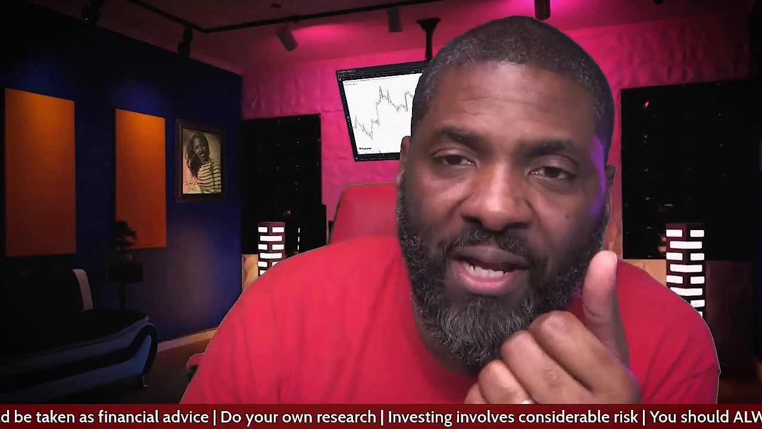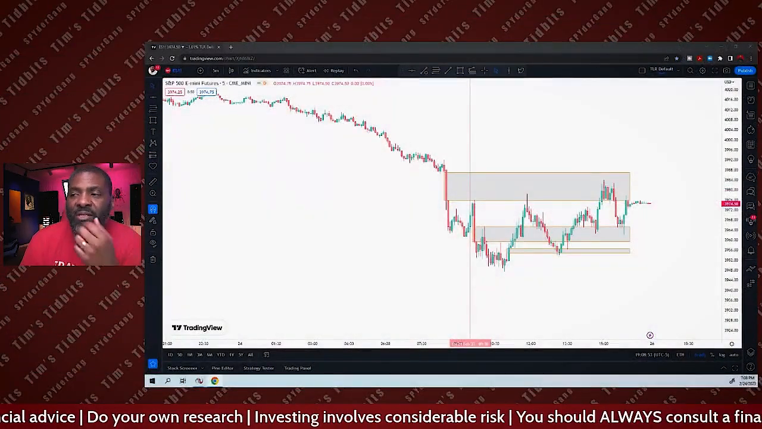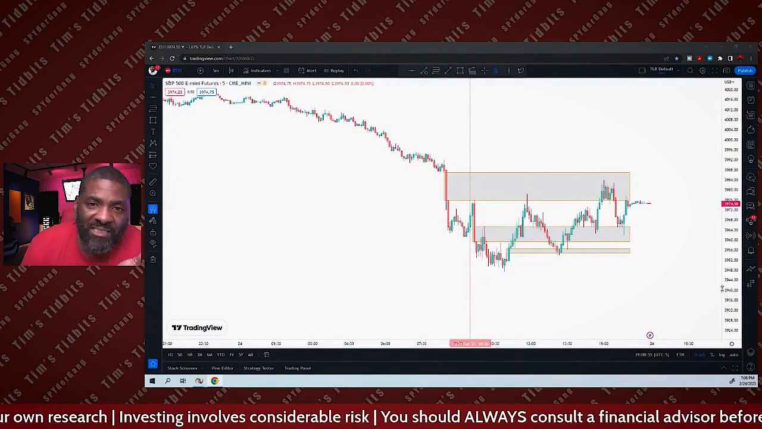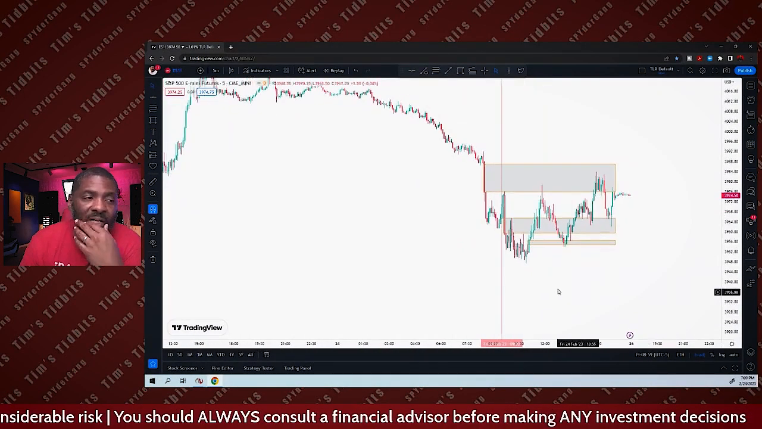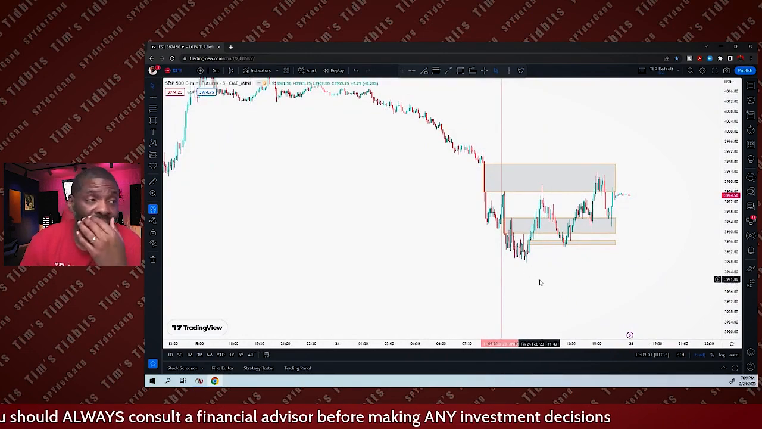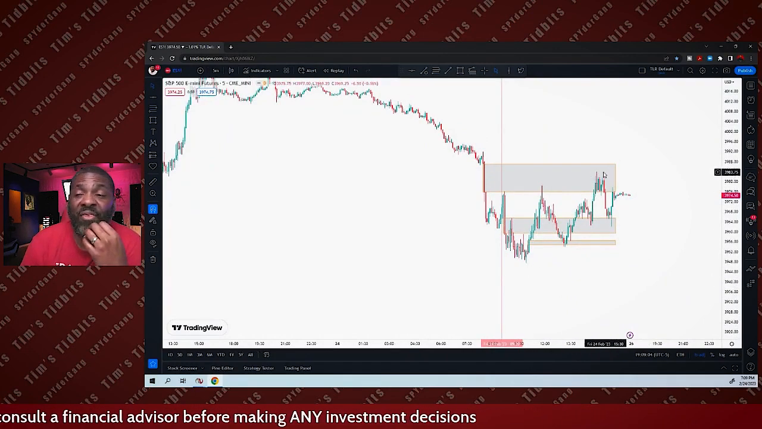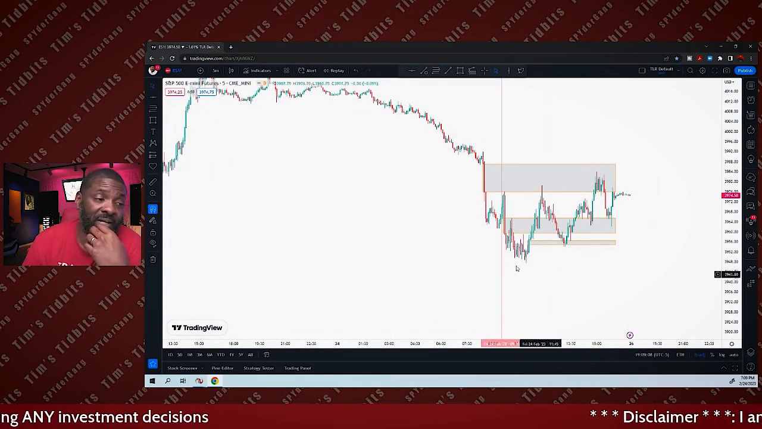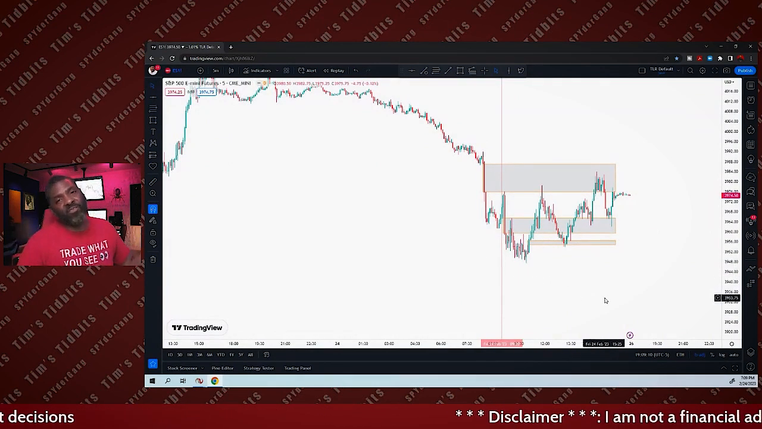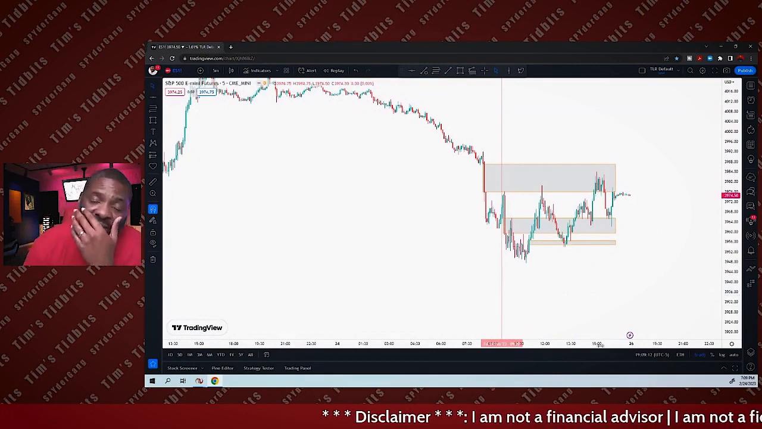You identify where the liquidity is, right? Tim, what are you talking about? You just look for highs and lows. You look for prominent highs and lows, right? You look down here, that's a low. You look up here, that's a high. It's liquidity. There are stops. There are buy stops up here. There are sell stops down there. That's where the liquidity is. Okay, we figured that out.